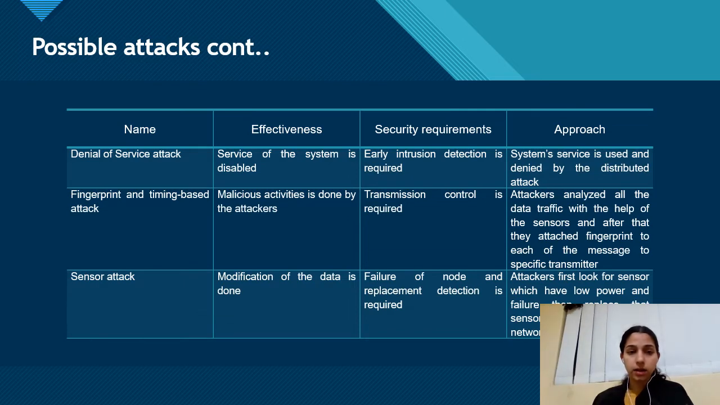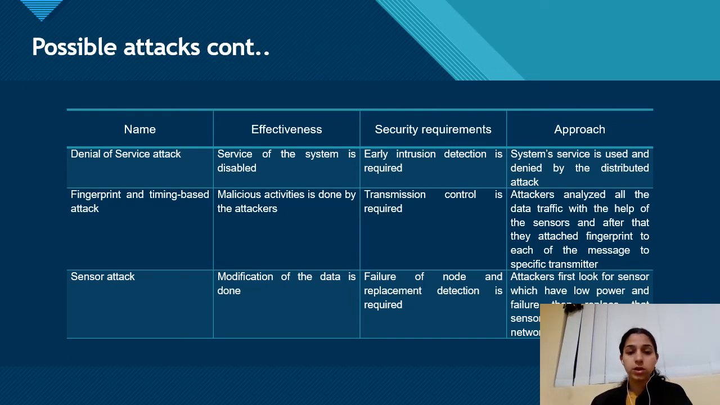Denial of service attack: the service of the system is disabled. Early intrusion detection is required. System service is used and denied by distributed attacks. Fingerprint and timing based attack: malicious activities are done by the attackers. Transmission control is required. Attackers analyze all the data traffic with the help of the sensor, and after that they attack, fingerprinting each of the messages to a specific transmitter.